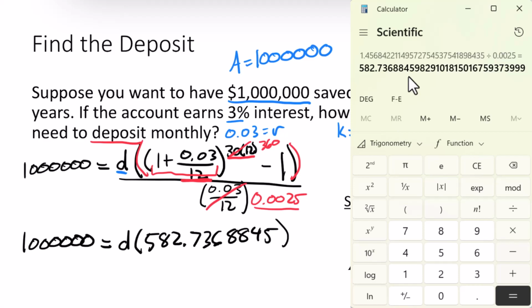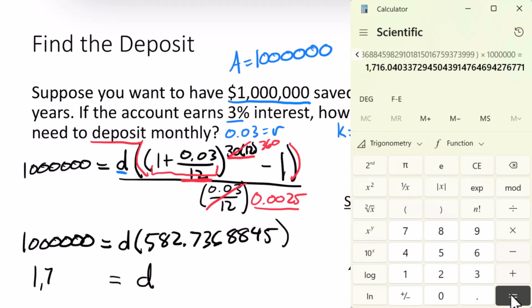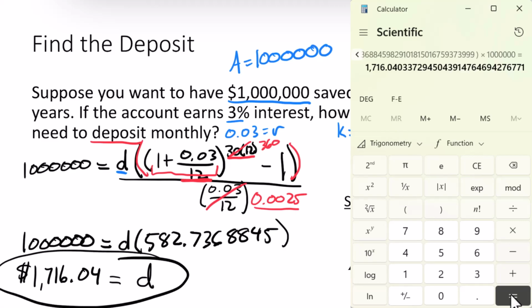So to find out what D equals, I need to divide both sides of the equation by this 582 number. So you could type in your calculator 1 million divided by the number we've written down, or you can keep this number in your calculator and click the reciprocal button, which will figure out what 1 divided by the number is, and then I'll multiply that by 1 million. So if I multiply that by 1 million, I end up with the result that the deposit needs to be $1,716.04.